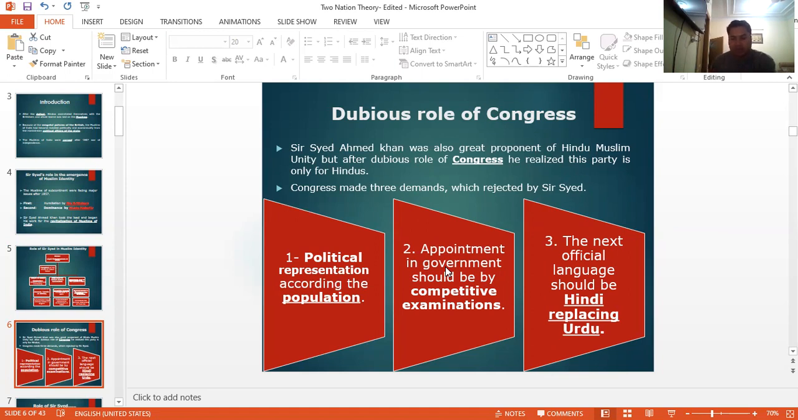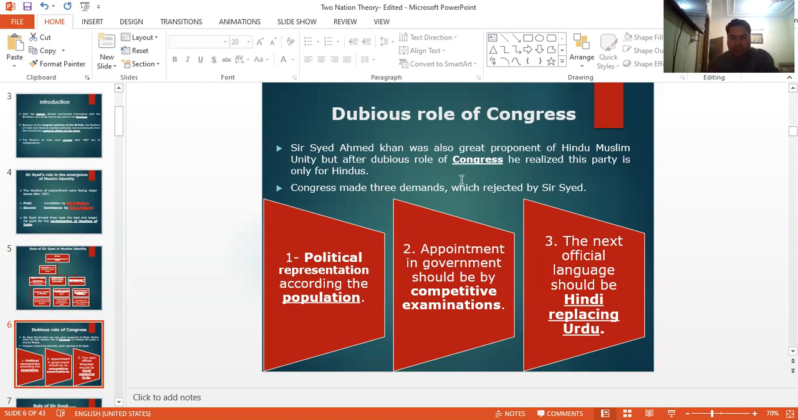So when competitive examinations take place in the subcontinent, automatically the Hindus would have grabbed all the important seats in the civil bureaucracy. So again, the Muslims would have been in a very difficult situation. The third was the official language. The demand by the Congress was that Urdu should be replaced with Hindi, and Hindi should be the official language of the subcontinent.